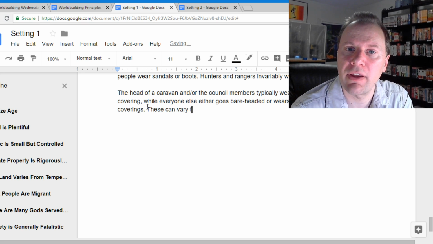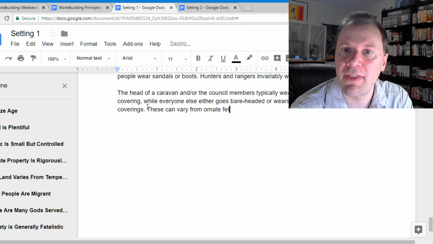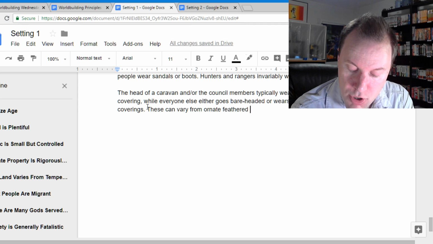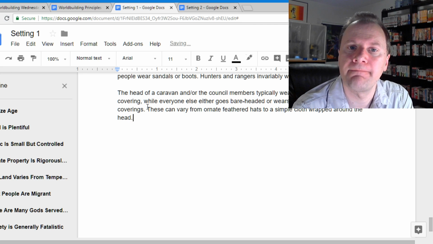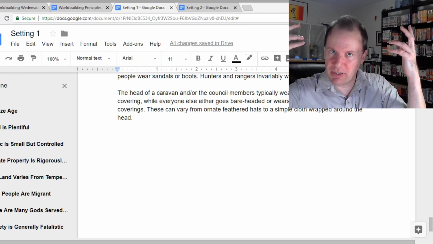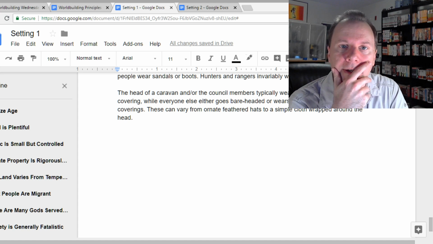These can vary from ornate, feathered hats to a simple cloth wrapped around the head. Okay. So I'm trying to think about head, body, feet, all the different parts of a body.